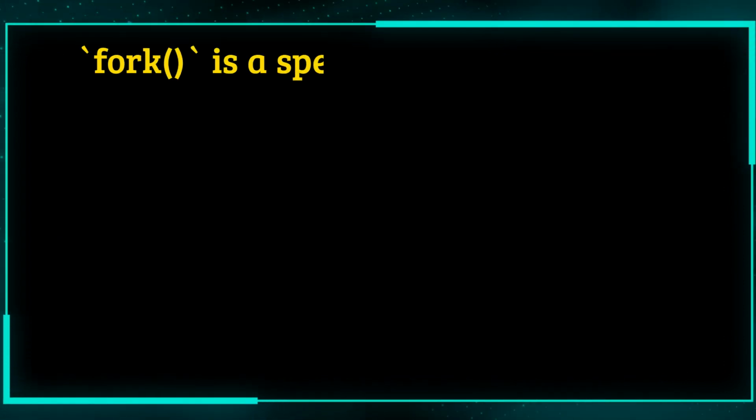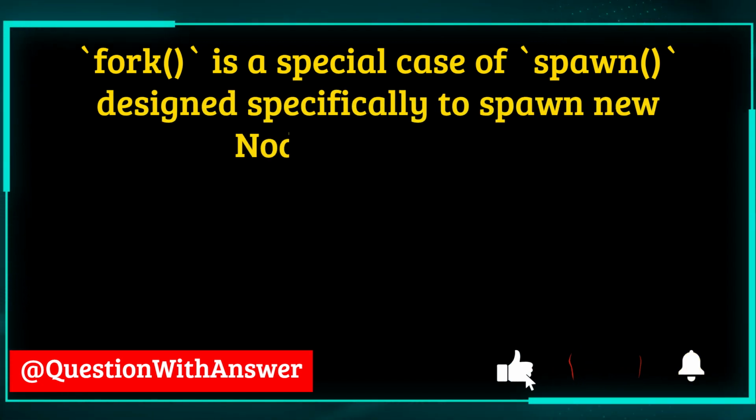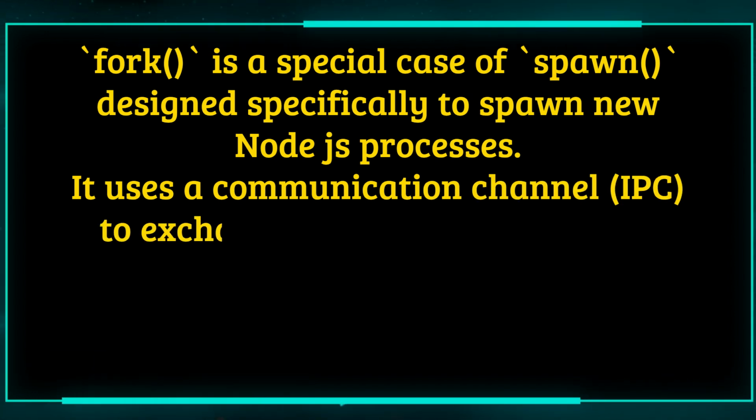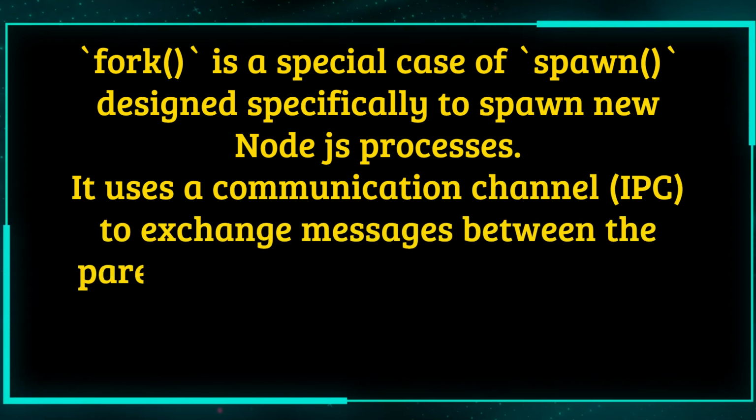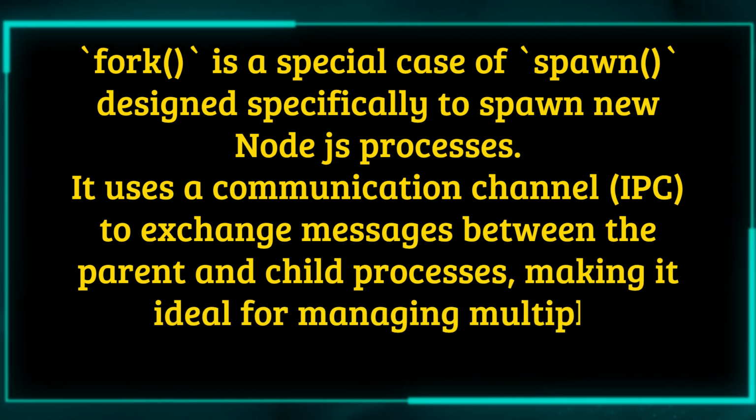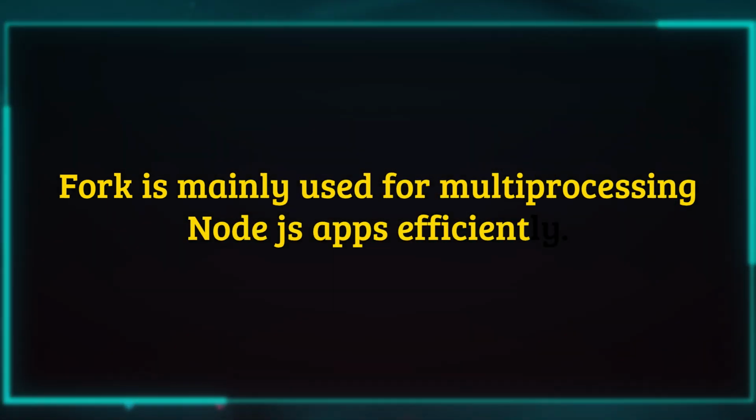Fork is a special case of spawn, designed specifically to spawn new Node.js processes. It uses a communication channel, IPC, to exchange messages between the parent and child processes, making it ideal for managing multiple node instances. Fork is mainly used for multiprocessing Node.js apps efficiently.